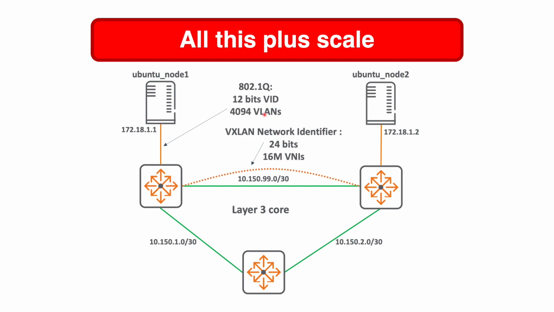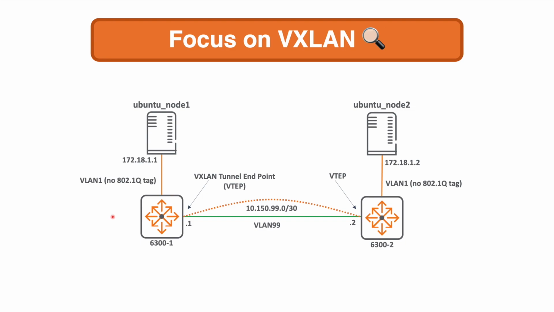So quite the upgrade in the number of IDs available. Let's focus on the network I'm going to build then. And it is the most basic that I could think of. So it's static VXLAN. And you could say, well, nobody's using this in the real world.